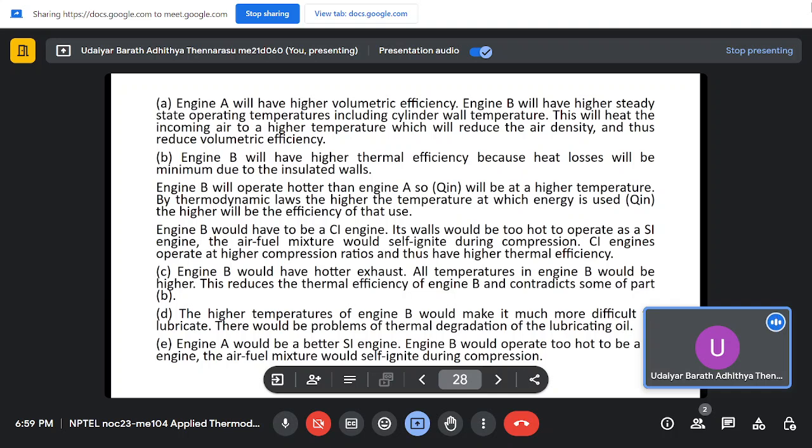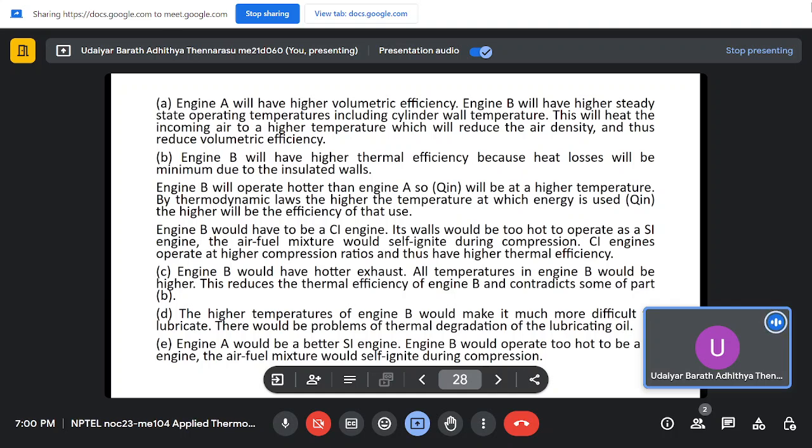Volumetric efficiency is nothing but the volume of air coming in divided by your swept volume. If the density of the air coming in is very low, it will occupy a larger amount of volume, so very little air will come in, and the mass of air coming in will go down. So higher temperature means lower density of the air coming in, which causes lower mass coming in and reduces the volumetric efficiency. So engine B will have lower volumetric efficiency compared to engine A.